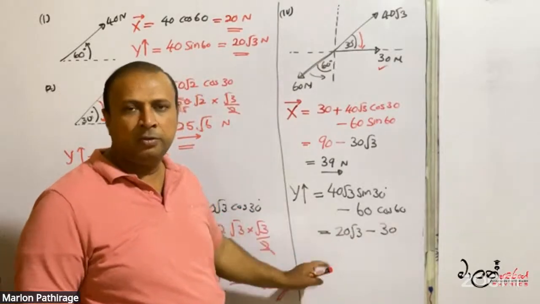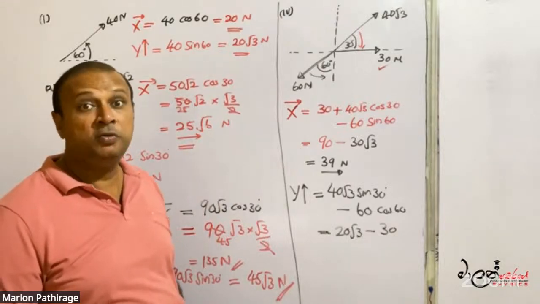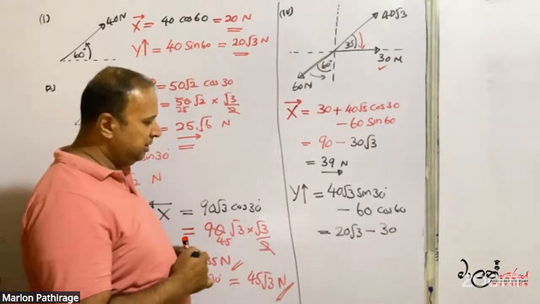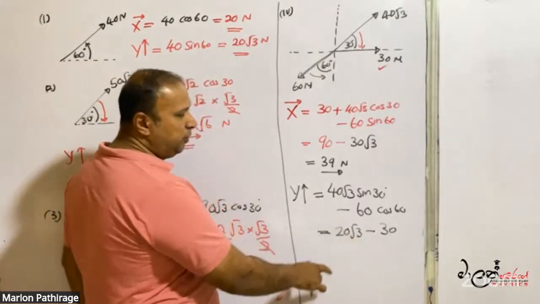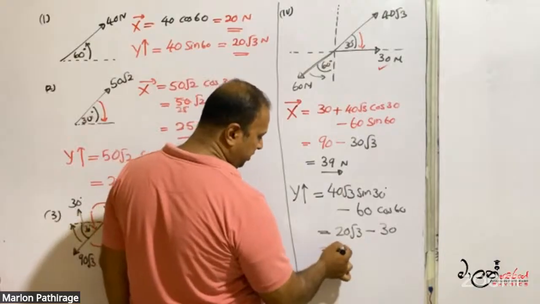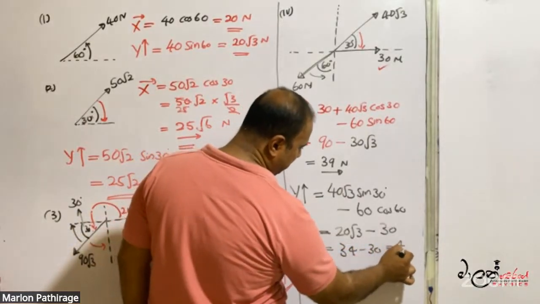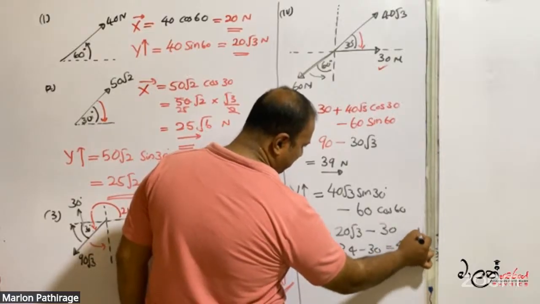Again, you have to put 1.7 for root 3. 1.7 into 20 means 17 into 2, which means 34. 34 minus 30 means 4. Enough calculation.